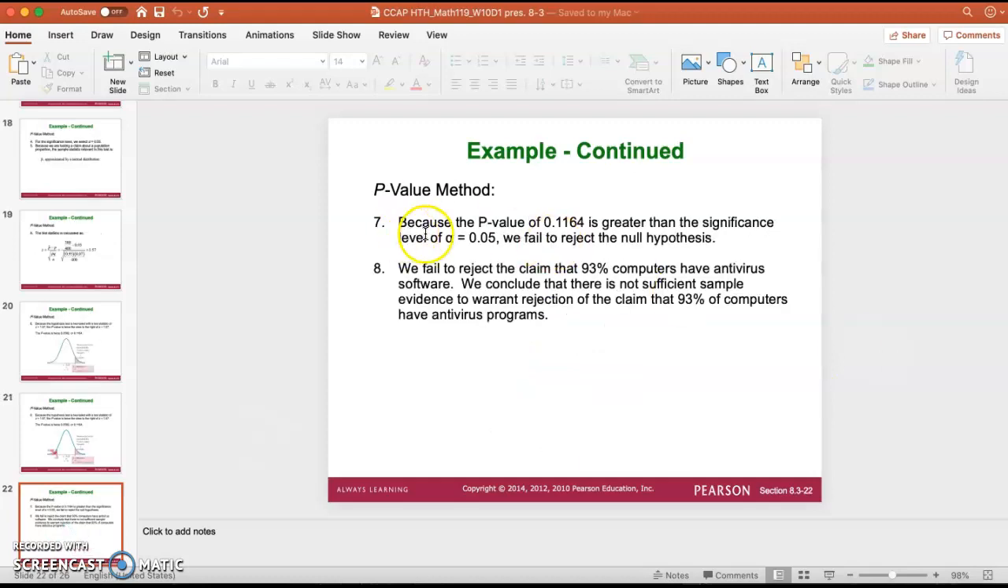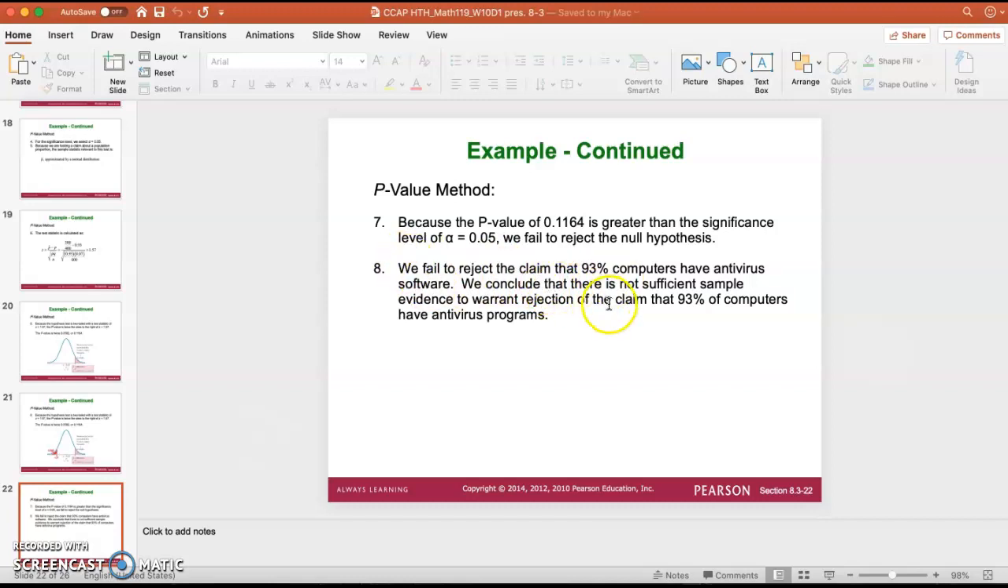Step 7 is just that: because the p-value of 0.1164 is greater than the significance level of alpha equals 0.05, sorry, then that's when we fail to reject the null hypothesis. So again, if it's bigger than your alpha, fail to reject. If it's smaller, reject. Then step 8, we fail to reject the claim that 93% of computers have antivirus software.